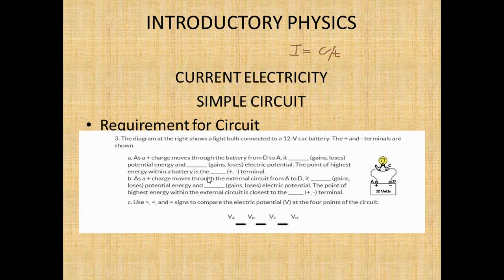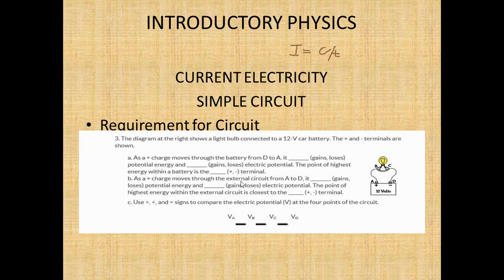As a positive charge moves through the external circuit from A to D. So once we move the positive charge from the low potential terminal to the high potential terminal, we have to do nothing more. Naturally, once you connect the circuit, the charge is going to flow from the high potential, positive terminal, through the external circuit now. It's going to light up the bulb, and then it's going to come back to the low potential terminal.